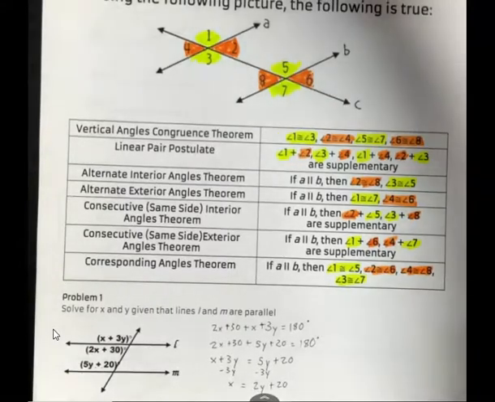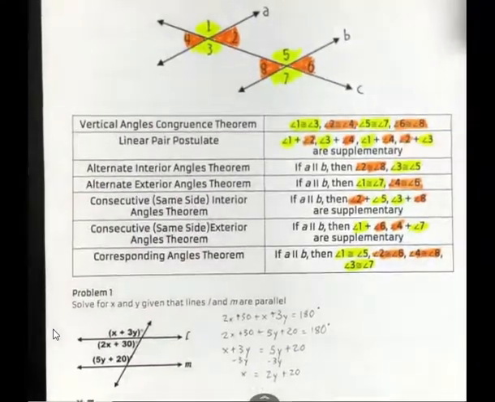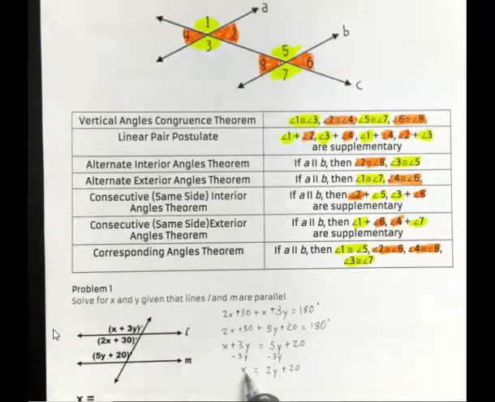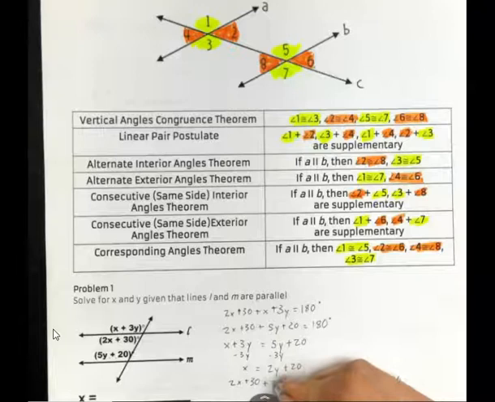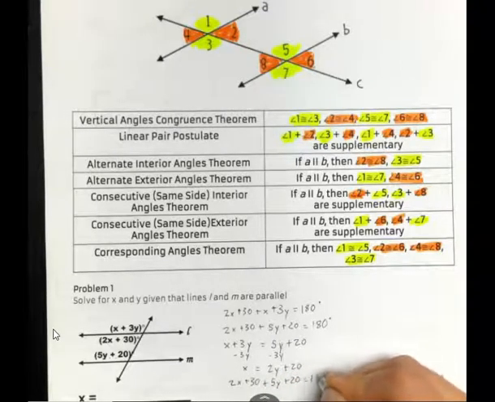Alright, now did I solve for x? No, because it still has the y in it. I need to actually get a numerical value for x. But what I can do is use this x and plug it into one of these two equations. I think I'm going to use this one because x is already right there. I don't have to worry about the two separate x's that need to be combined. So that's the equation I'm going to choose. So 2x plus 30 plus 5y plus 20 equals 180.